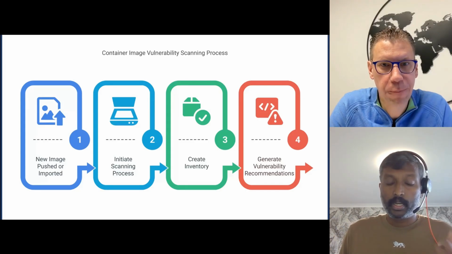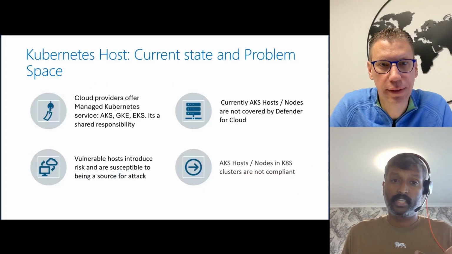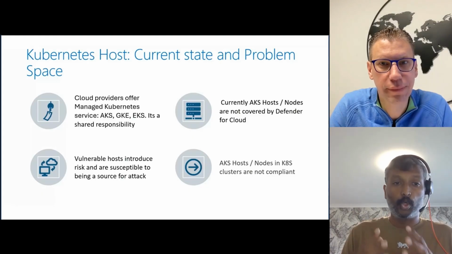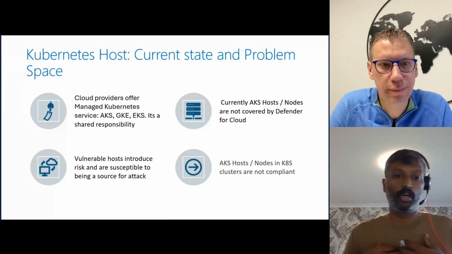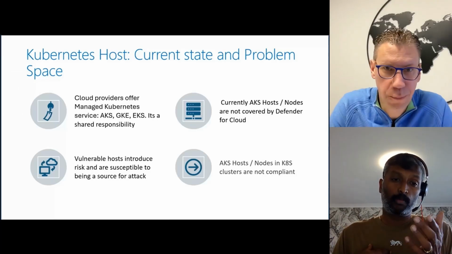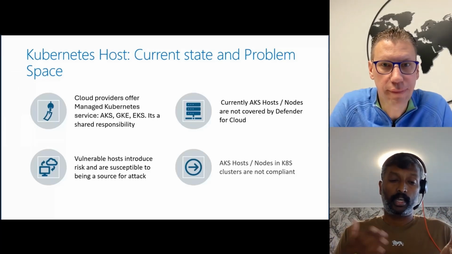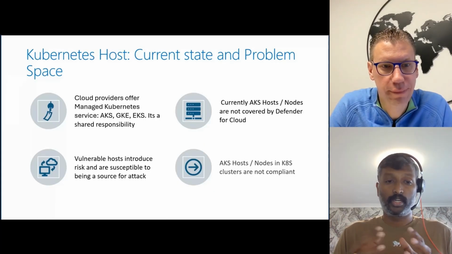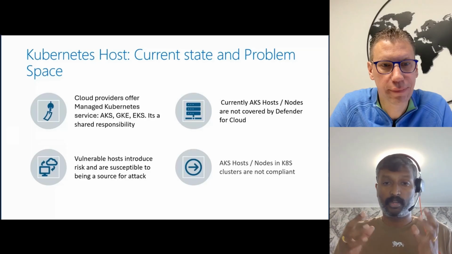As I mentioned earlier, you can do image protection. The second thing is you can do host protection. What happens is when you create AKS, the host and the control plane nodes are provided by managed Kubernetes, and it is a shared responsibility. The managed services or the control plane are part of your cloud provider, and the worker nodes are part of the customer. A vulnerable host introduced can be a risk. Make sure it's fully covered.